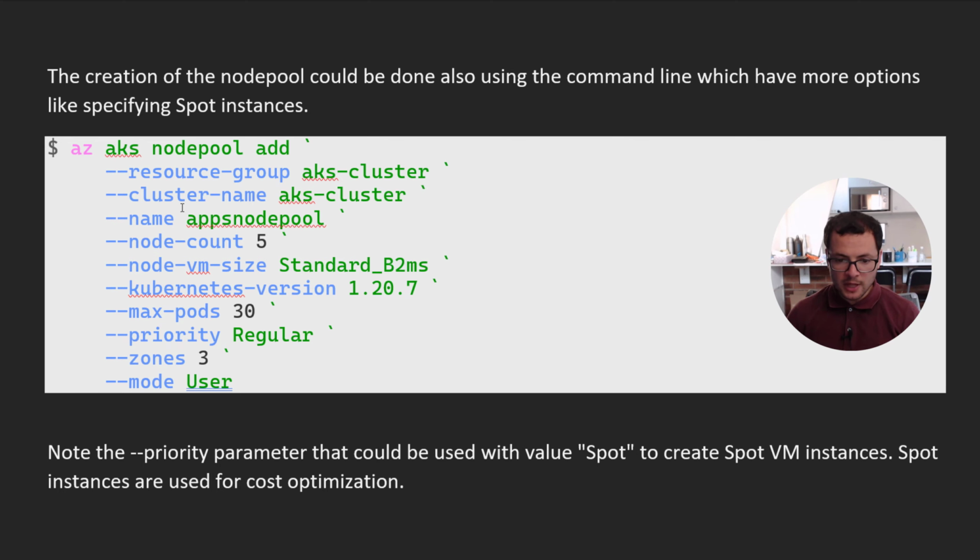I have here a sample command that shows you how that works within the command line, where you can specify your cluster name, the name of the node pool, the number of VMs inside that node pool, the size of that VM, the Kubernetes version on that node pool, the max pods per VM, and the priority, where here you can say regular for regular VMs or spot if you want to use spot instances, and then the number of availability zones, and then the mode, where you want to say here I want to use the user node pool, and then there is another config where you can say I want to dedicate this node pool to some specific subnet.